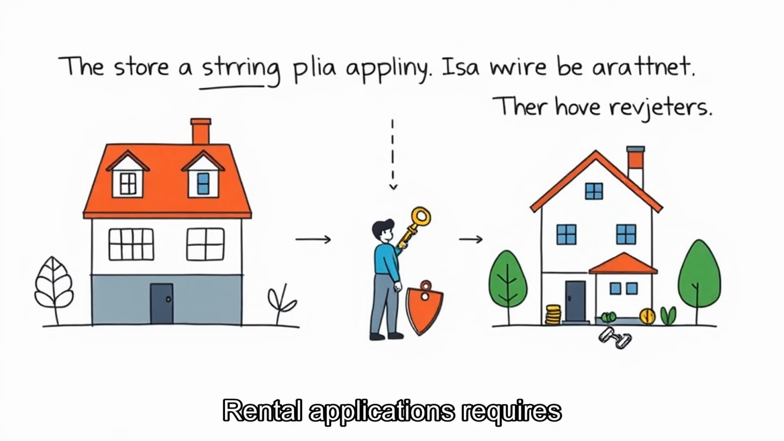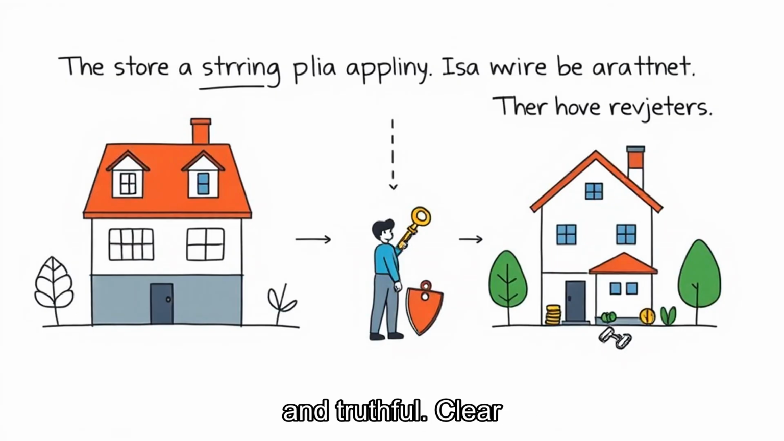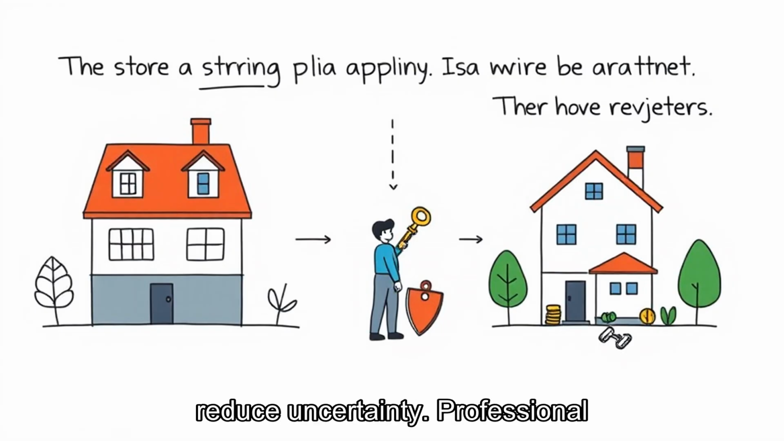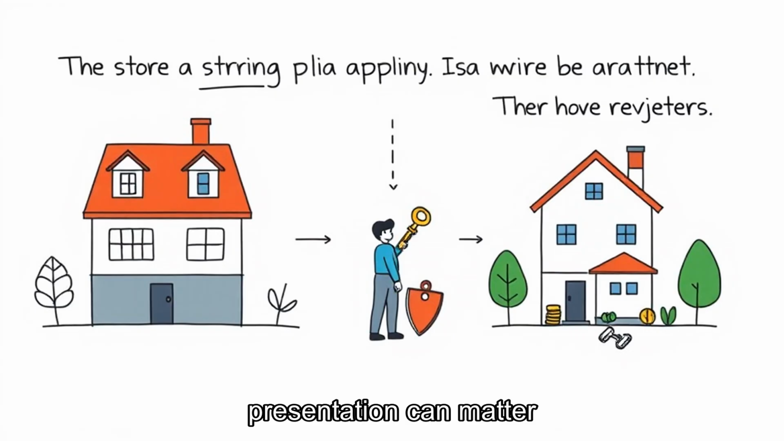How rental applications work becomes clearer when a strong application is organized and truthful. Clear documents, realistic budget, and responsive communication reduce uncertainty. Professional presentation can matter in a competitive market. Once the cause is named in how rental applications work, the response can fit the situation more closely. For how rental applications work, the real sequence matters more than the most dramatic detail.